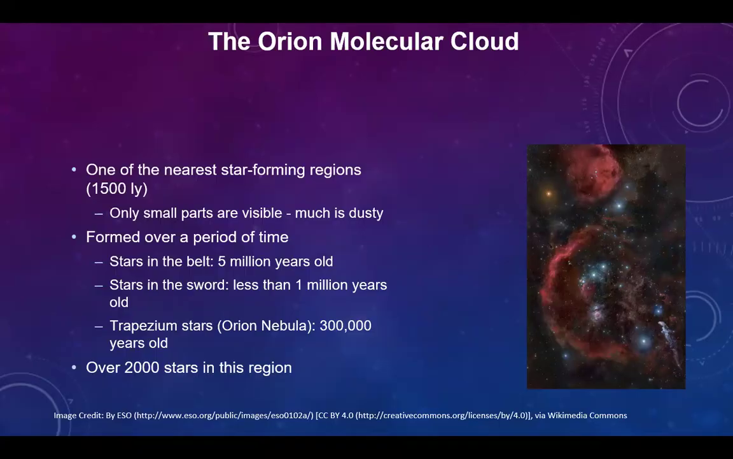So if we look at Orion, the constellation, the stars in the belt are about 5 million years old. Stars in the sword are less than 1 million years old. And the trapezium stars, which are up here, I think, in the Orion Nebula, are only 300,000 years old. And there's over 2,000 stars in this region.